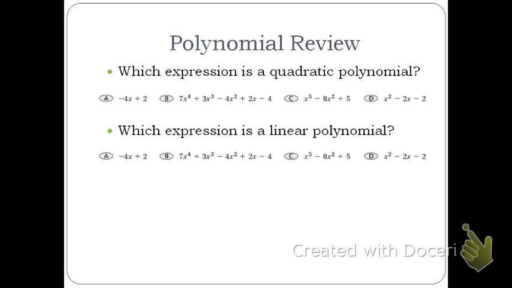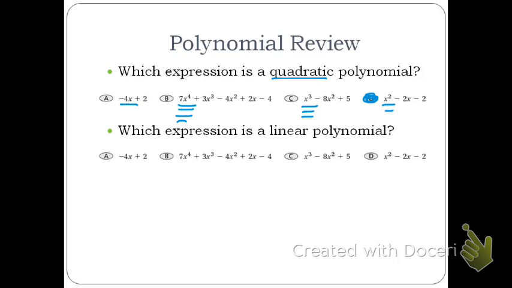Before we start looking at quadratic polynomials, let's make sure we remember what one is. Which expression is a quadratic polynomial? Remember that quadratics are any polynomials whose highest degree is 2. So if we look at A, the highest degree is just 1. In B, the highest degree is 4. And C, the highest degree is 3. And D, the highest degree is 2. So D is our quadratic polynomial.